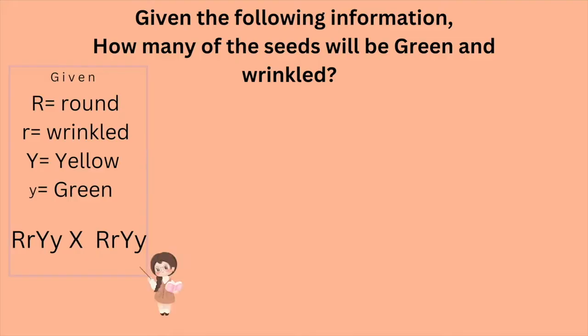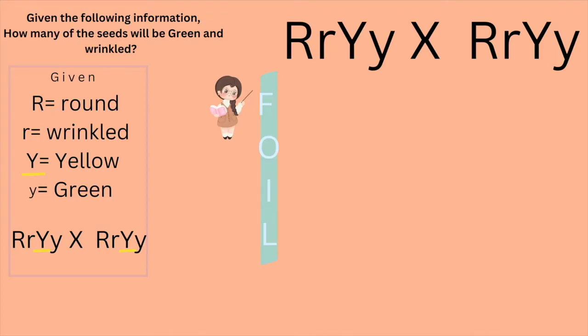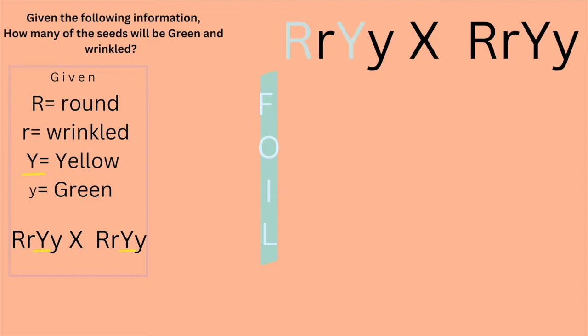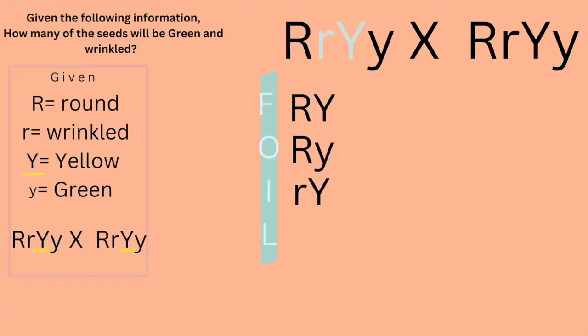We're also given the genotype for each parent. The X in the middle just means that they're being crossed. It's a bit hard to tell big Y from little y here, so I'm just going to highlight big Y for the time being. The very first thing we're going to do is FOIL. FOIL stands for first, outer, inner, last, just like algebra. So first we get big R, big Y. Outer we get big R, little y. Inner we get little r, big Y. And last we get little r, little y. Okay, so I'm going to let you try to FOIL the next one on your own.